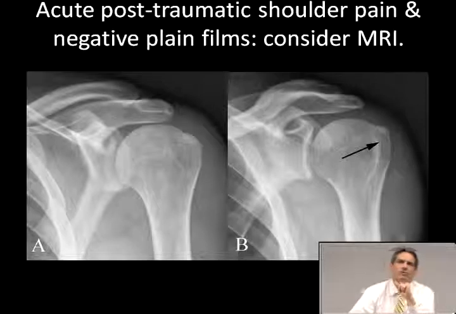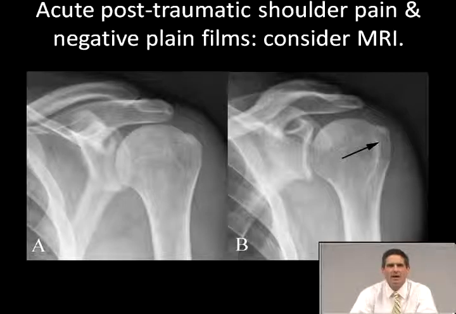Here's a 33-year-old man that had a fall on the ice, and the plain film of the shoulder with the patient's shoulder in internal rotation fails to show any definite fracture. With external rotation, there may be a subtle lucency there at the arrow suggesting a fracture, but it's hard to say for sure on the plain film.